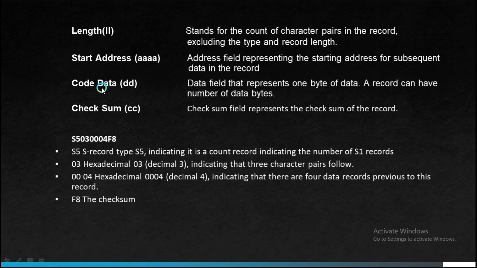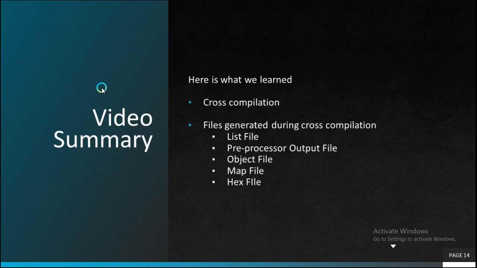And this is the end of my portion. These are the topics that I have covered: cross compilation and the files generated during cross compilation, that is the list file, preprocessor output file, object file, map file and hex file.